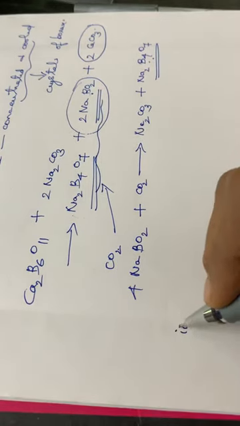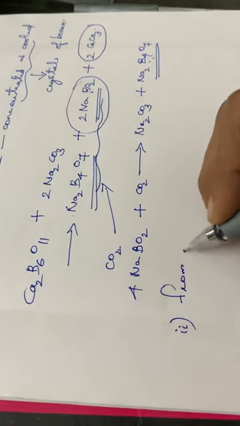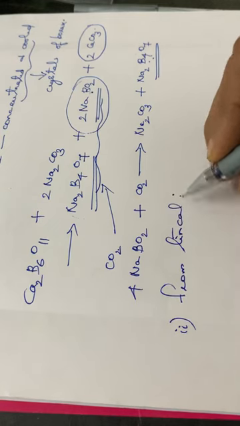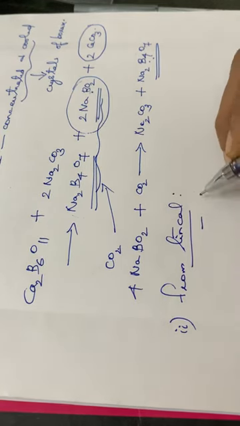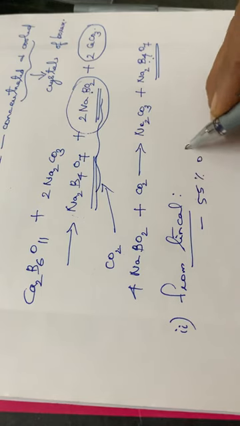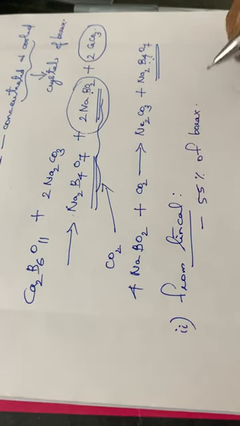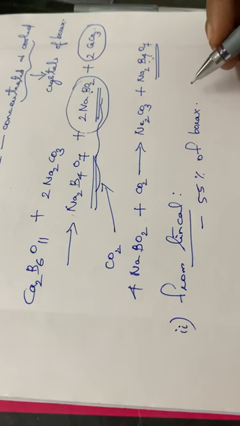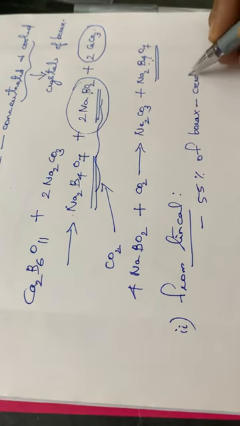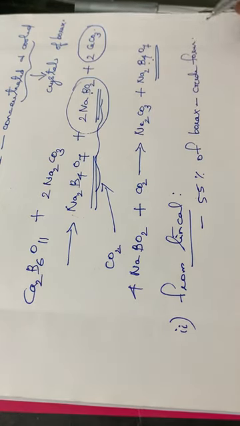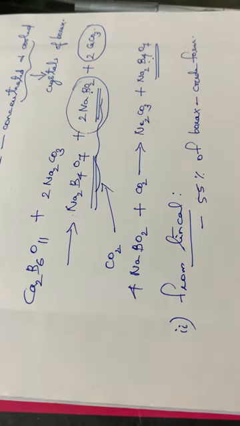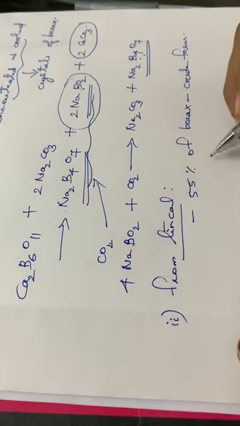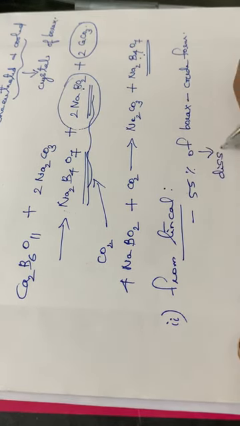Then the second method is from tincal. Tincal consists of about 55% of borax, so it is a very highly concentrated mineral of borax. It is also a crude form of borax, which means there will be impurities. To remove the impurities from tincal, it is dissolved in water.